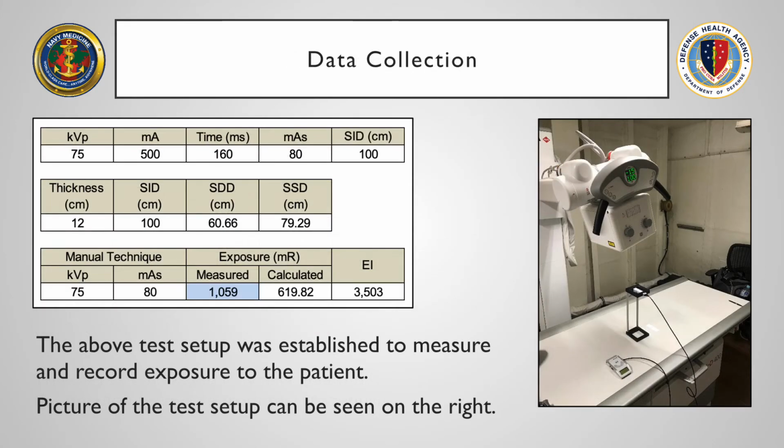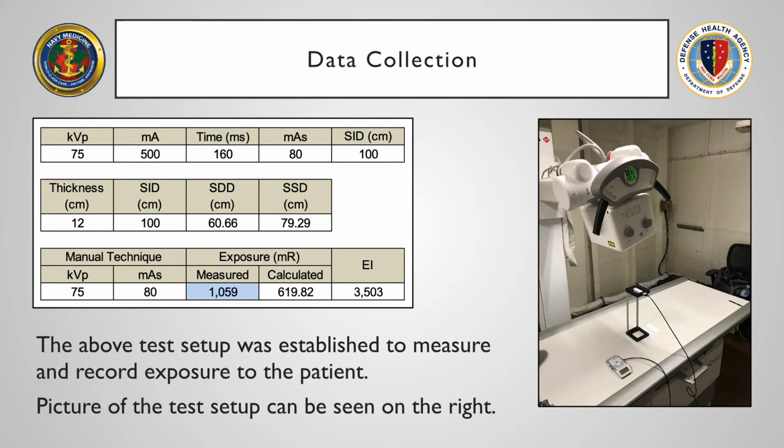To reproduce the radiation exposure to the patient, I used the same technique factors that the X-ray technologist used on the patient from the previous 2 imaging studies, 75 kVp and 500 mA. I also used 160 milliseconds because when you're in manual mode, you can't select down to the individual millisecond. 160 milliseconds was the closest I could get on the control console, which equals 80 mAs. I set the SID to 100 centimeters. We measured the patient's neck thickness to be 12 centimeters.